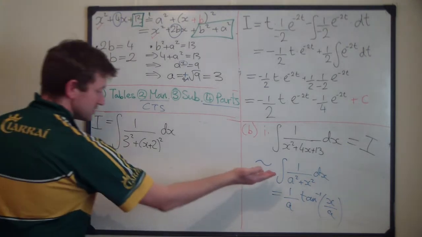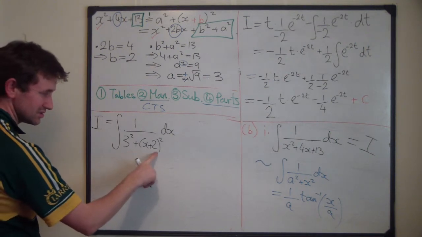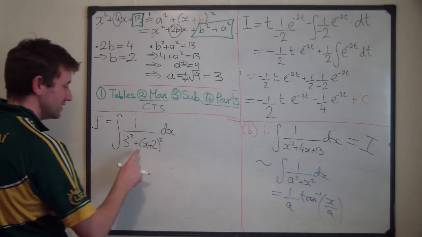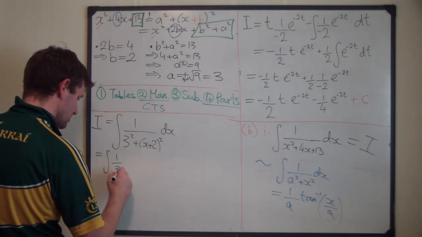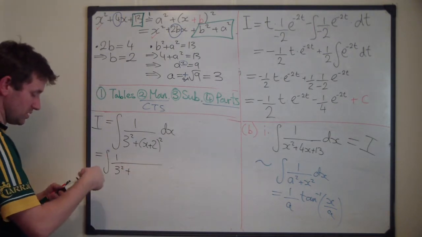This is not exactly of this form, so I want to do a substitution. And if you can do all that, you can see that this is the substitution. So you get 1 over 3 squared plus, we're going to let w equal x plus 2.